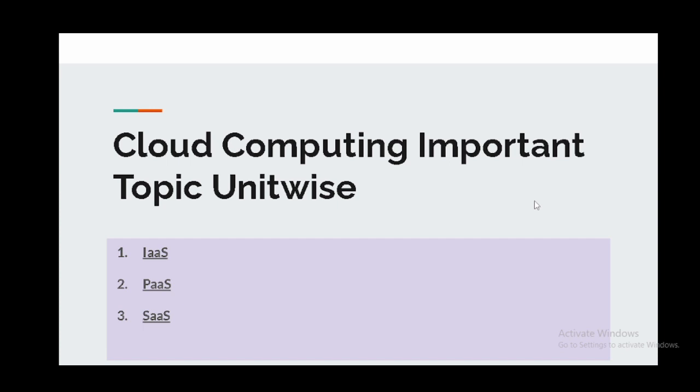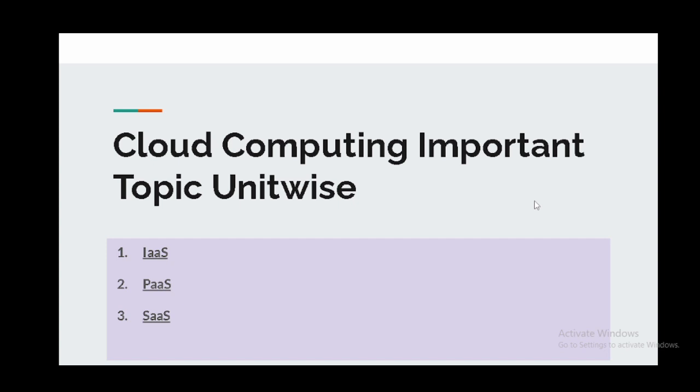Now the second point is PaaS, platform as a service. It means that suppose you have created one application that is built on Java or .NET or PHP. All these programming languages require some platform where the code script is executed, and the page is served to the customers. So it is called platform as a service.